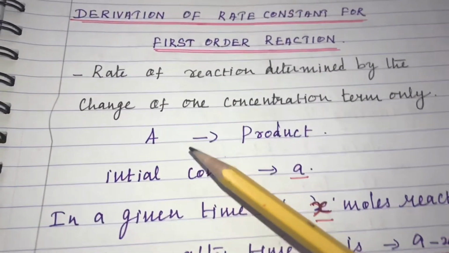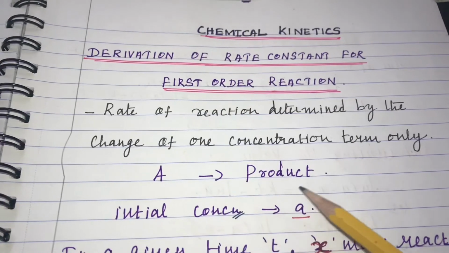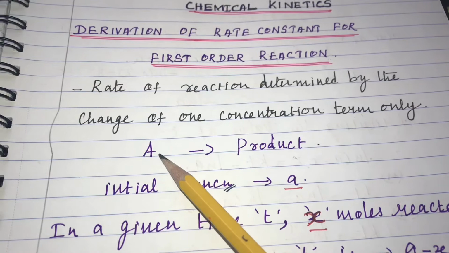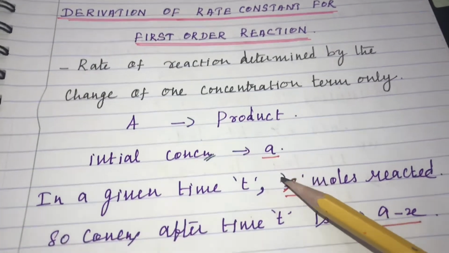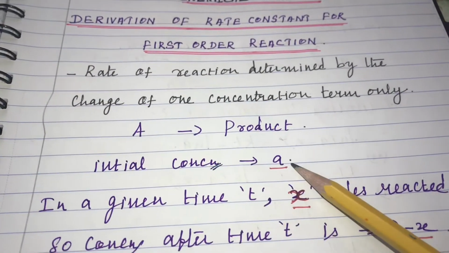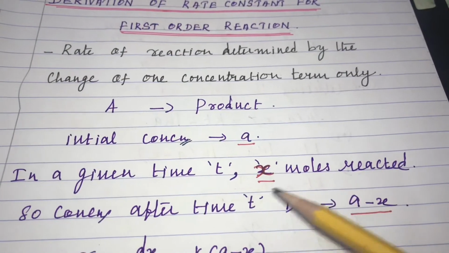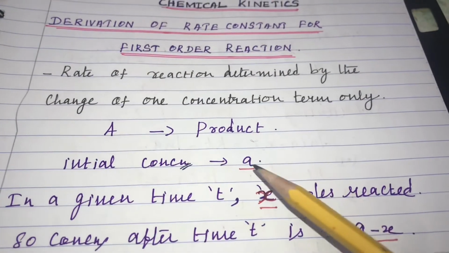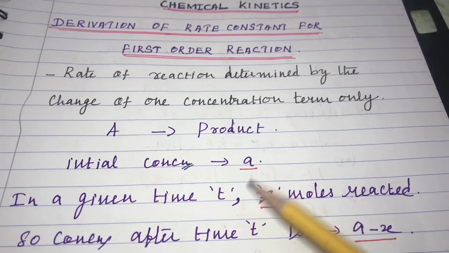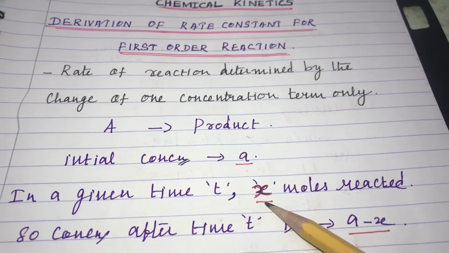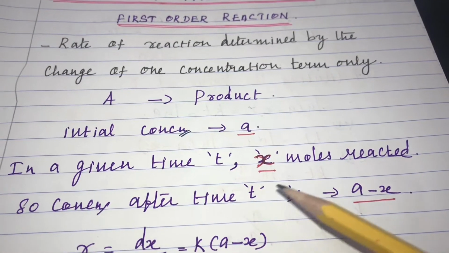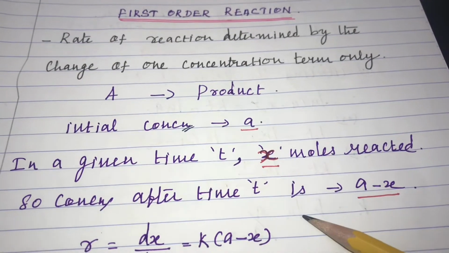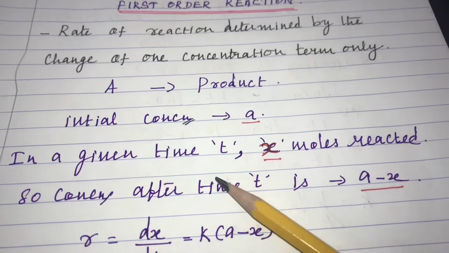Now, consider a substance A reacting to form the product. Here, the initial concentration of the reactant A is a. In a given time t, x moles of A have reacted. So, the concentration after time t is a minus x. Now, with this, we are going to derive the rate constant for a first order reaction.